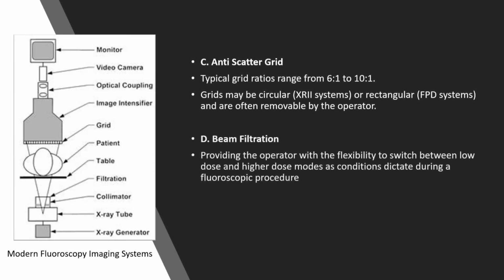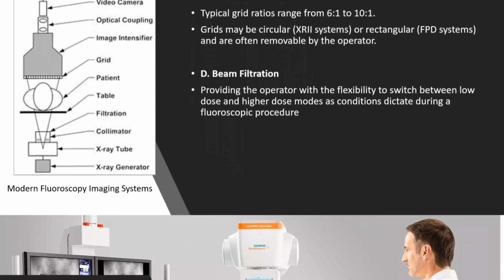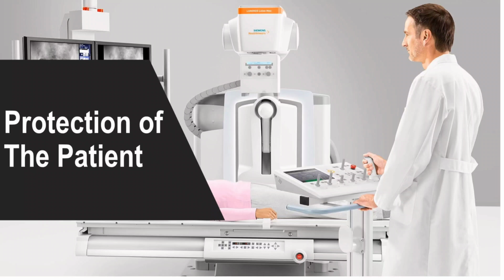After that, we also have beam filtration. It provides the operator with flexibility to switch between low dose and a higher dose mode as condition dictates during a fluoroscopic procedure. So depending on what kind of examination we do, we can change the filtration. So those were the safety features on the machine.